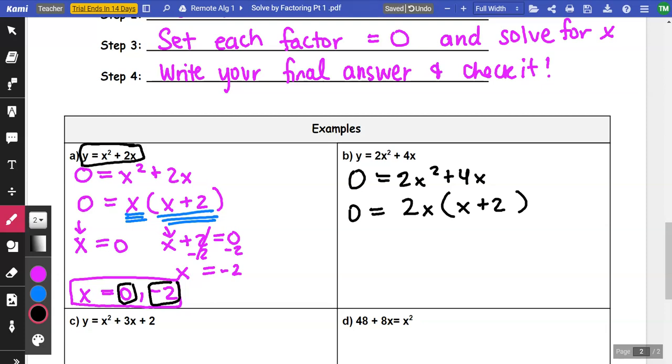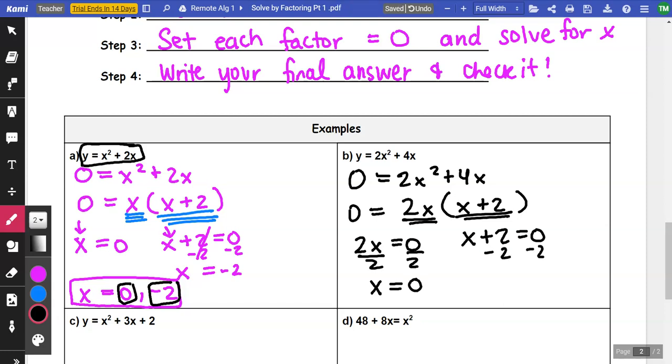Next, you should have set each factor equal to 0. So you're going to set 2x equal to 0, and you're going to set x plus 2 equal to 0. Solve for x in both. So divide by 2. X equals 0 divided by 2 is 0. And then subtract 2. X equals negative 2. So your answers are x equals 0 and negative 2.